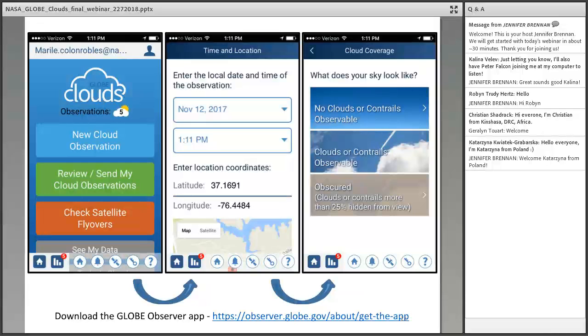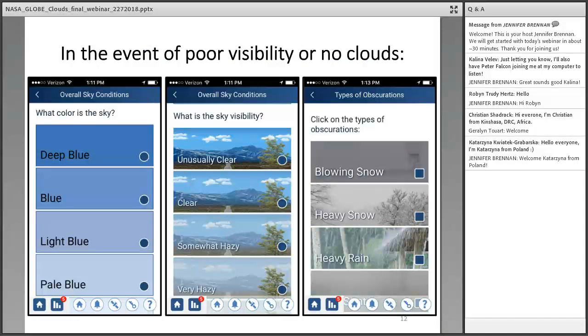Here's just a snapshot of the app. Usually we train people or give them tips on how to do cloud observations, but with the app, anyone can download it. So we wanted to make sure in the app that it steps people through how to make the observations. The information that we collect is their location, latitude, longitude, their time, and then it walks them through to see if they had any cloud observations or not.